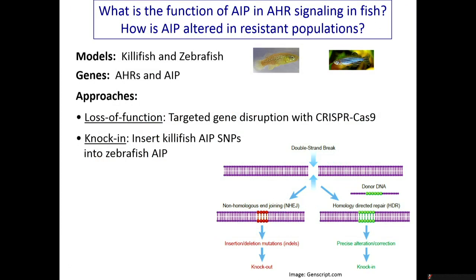So we set out to try to better understand the role of AIP in AHR signaling in fish, and how AIP might be altered in the resistant populations, and how it might interact with AHR in an epistatic way. And so for this study, we're using both killifish and zebrafish. We're looking at all the AHRs and AIP, and we're doing not only loss of function, but also some knock-ins where we're inserting SNPs found in the killifish AIP into zebrafish so we can test their function.